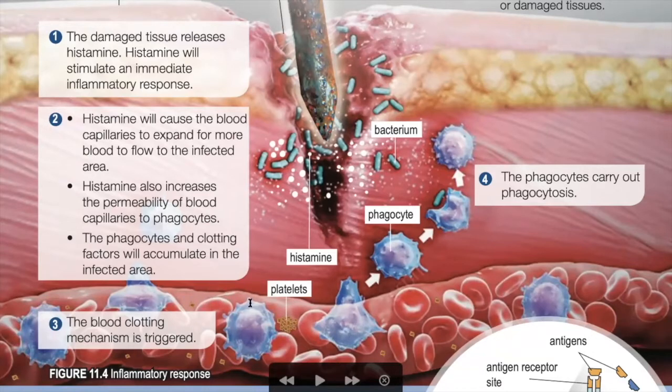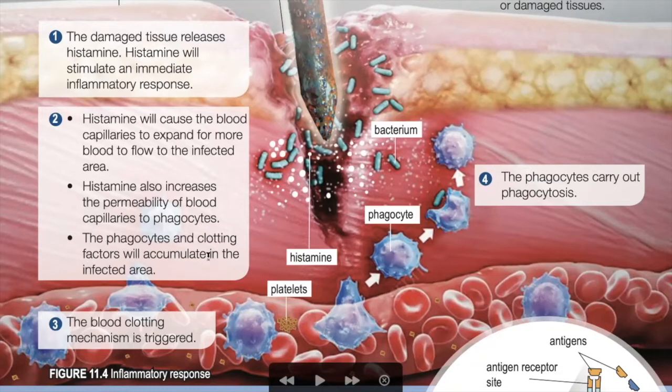Okay, cikgu, kenapa blood capillary tu kena mengembang? So, when the blood capillary expands, the blood flow will increase. So, kalau blood vessel tu besar kan, maksudnya pengaliran darah pun akan jadi lebih besar lah kan? Kenapa pengaliran darah tu kena lebih besar? Sebab kita nak hantar lebih banyak siapa? Lebih banyak phagocyte. Maksudnya when the blood vessel expands, more blood flow can happen in the infected area. When more blood flow can happen, more phagocyte and clotting factor can be sent.